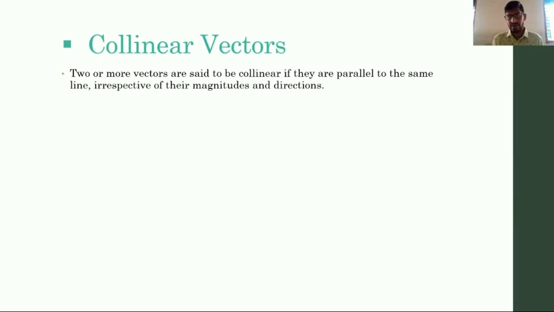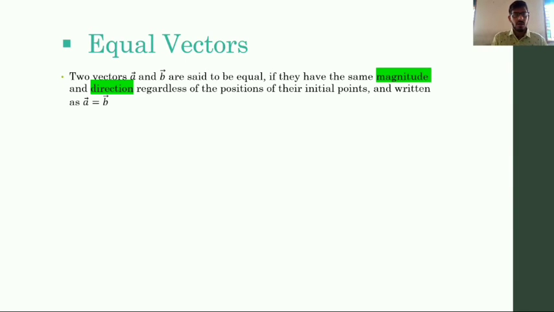Next, collinear vectors. Two or more vectors are said to be collinear if they are parallel to the same line, irrespective of their magnitude and direction. Also we can write vector A equals k times vector B. Equal vectors: two vectors A and B are said to be equal if they have the same magnitude and direction, regardless of the position of their initial points, written as vector A equals vector B.